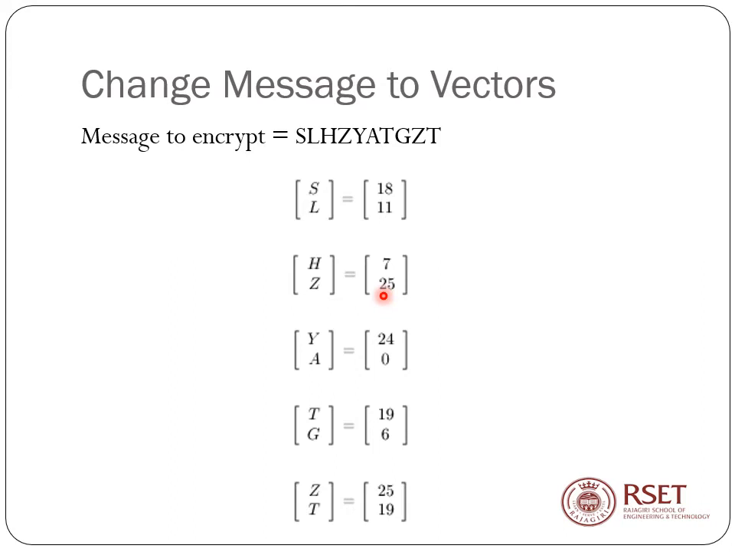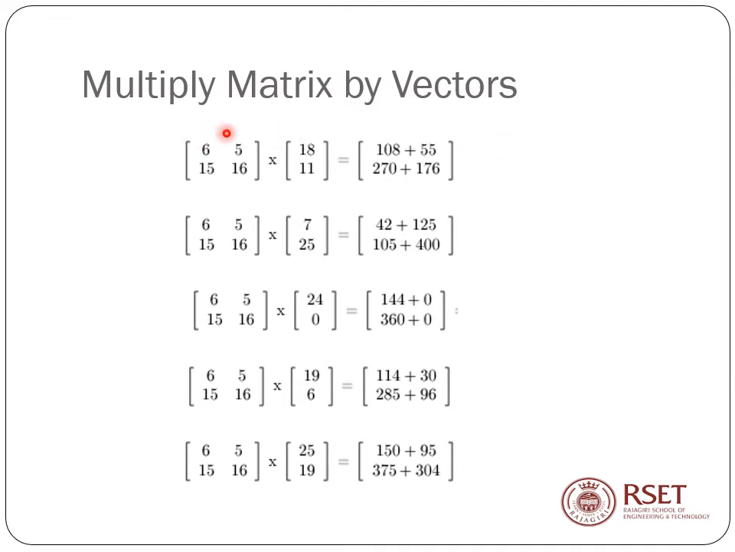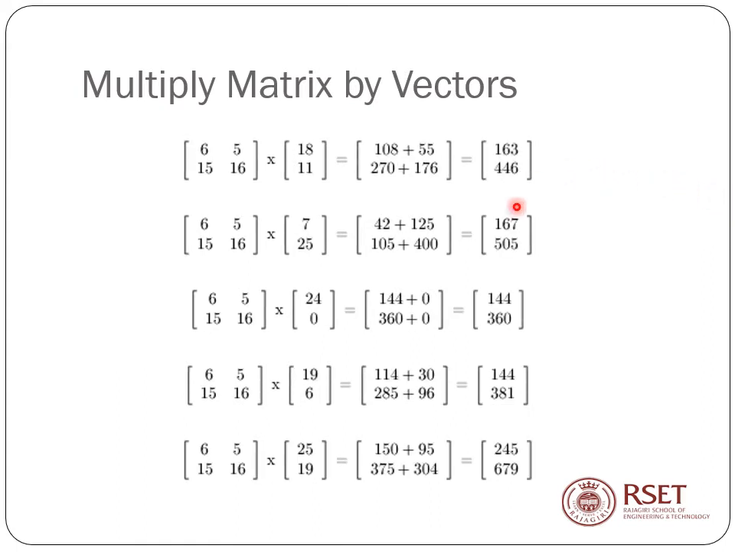That is, A to Z is consecutively mapped to 0 to 25. Now, what should I do? I should multiply it with B. Remember, for encryption I used A, 2134, and at the initial slide I told you the inverse of 2134 is 6, 5, 15, 16. That is used for decryption. So I multiply 6, 5, 15, 16 with this 18, 11 and proceed to get these values.